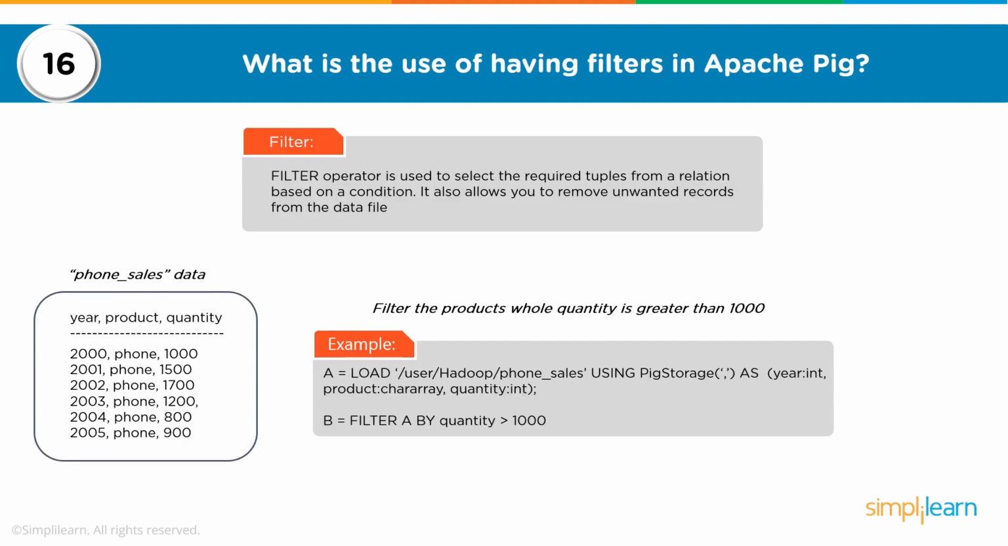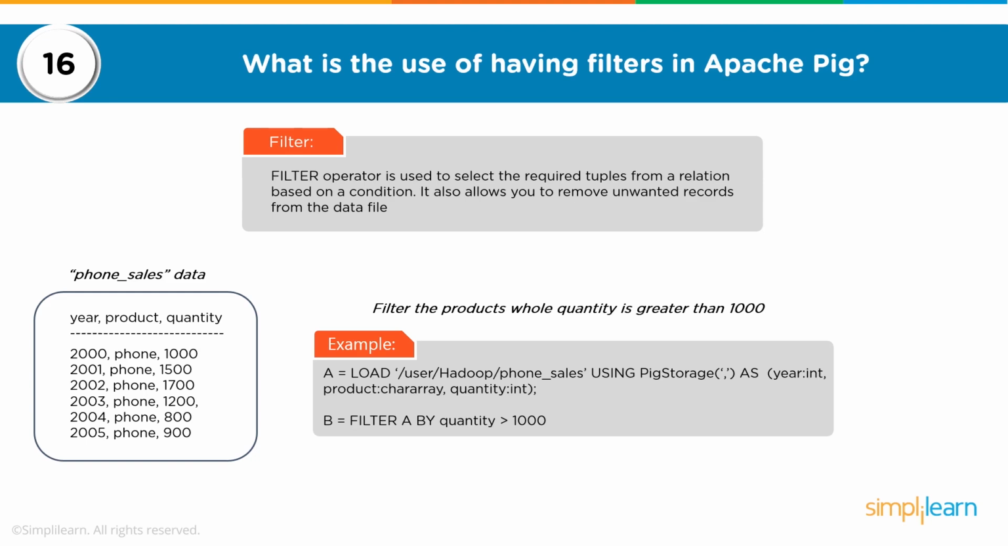What is the use of having filters in Apache Pig? Now, say for example, I have some data which has three fields: year, product, quantity, and this is my phone sales data. So the filter operator could be used to select the required values from a relation based on a condition. It also allows you to remove unwanted records from a data file. So for example, filter the products where quantity is greater than 1000. So I see that I have multiple rows where the quantity is greater than 1000, such as 1500, 1700, 1200. So I could create a variable called A.